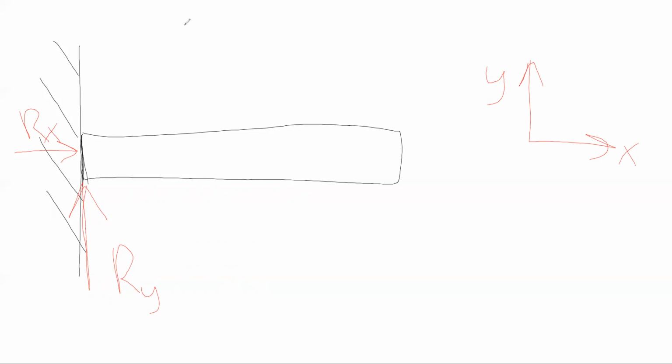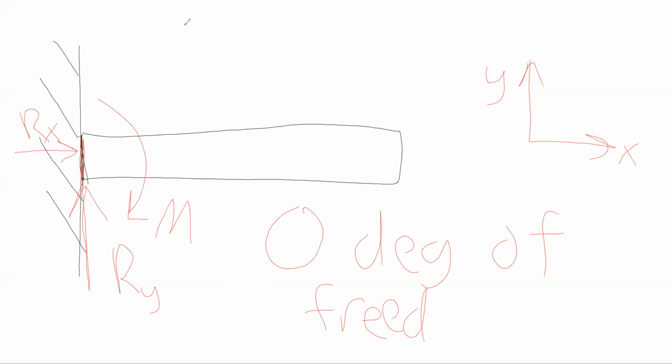But we also have a moment reaction that prevents this beam from rotating, right? This beam can't rotate back and forth. It's completely stuck to the wall here. So there are 0 degrees of freedom for this cantilever beam. So this is the most restrictive case.